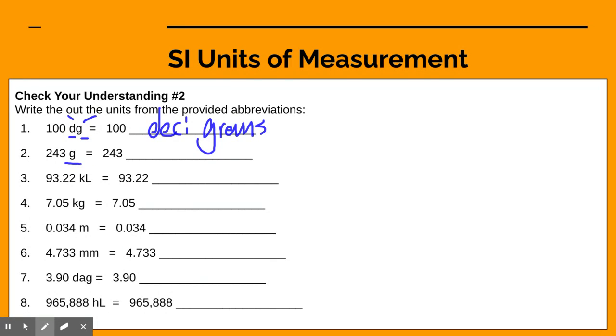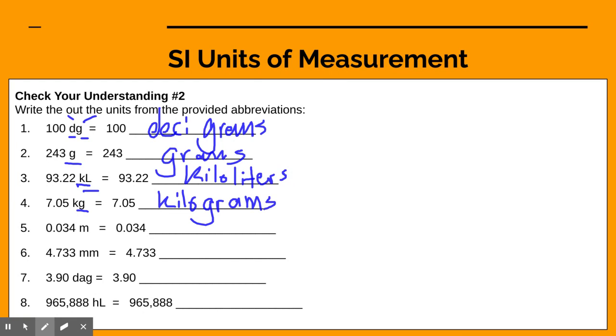Number 2, we just have a lowercase g. There's no prefix, so that means it's just grams. Okay. Number 3, we've got a K and an uppercase L. The only K we have, I know looking at the notes, is kilo, and then the uppercase L is liters. Okay. Number 4, we've got a lowercase k, so again, that's going to be kilo, and then it's a lowercase g, so kilograms.